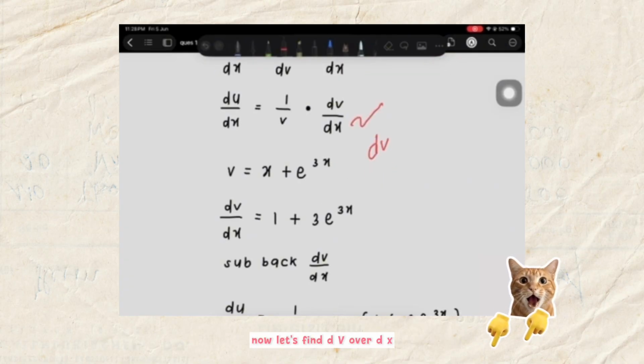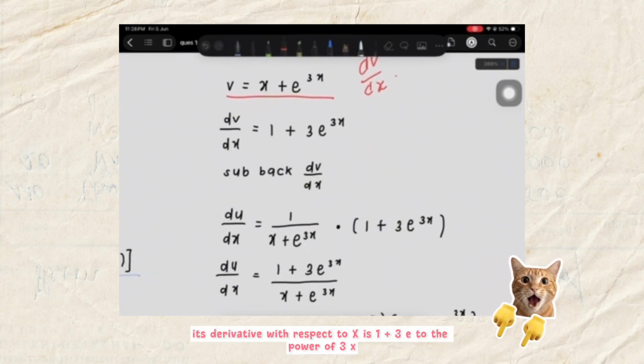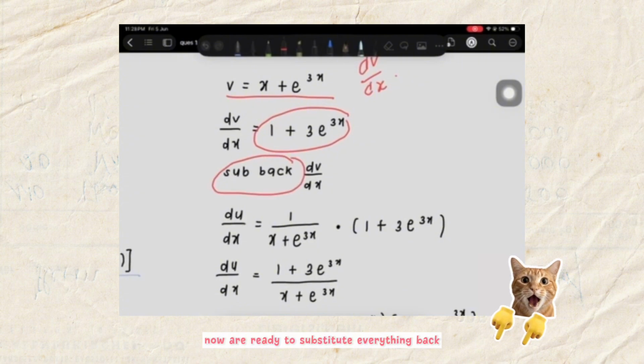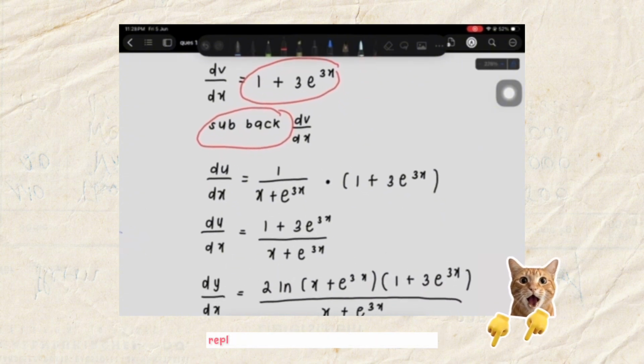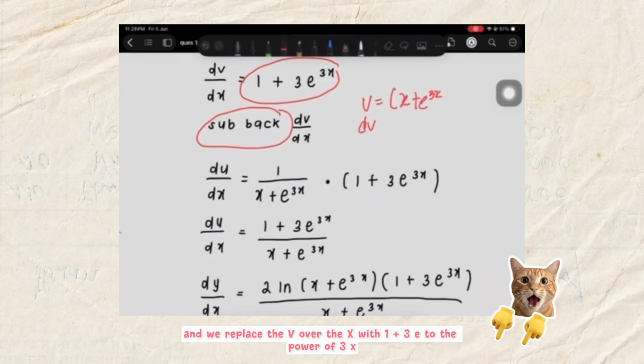Now, let's find dv over dx. Since v equals x plus e to the power of 3x, its derivative with respect to x is 1 plus 3e to the power of 3x. Now, we are ready to substitute everything back. Taking our equation for du over dx, replace v with x plus e to the power of 3x, and replace dv over dx with 1 plus 3e to the power of 3x.